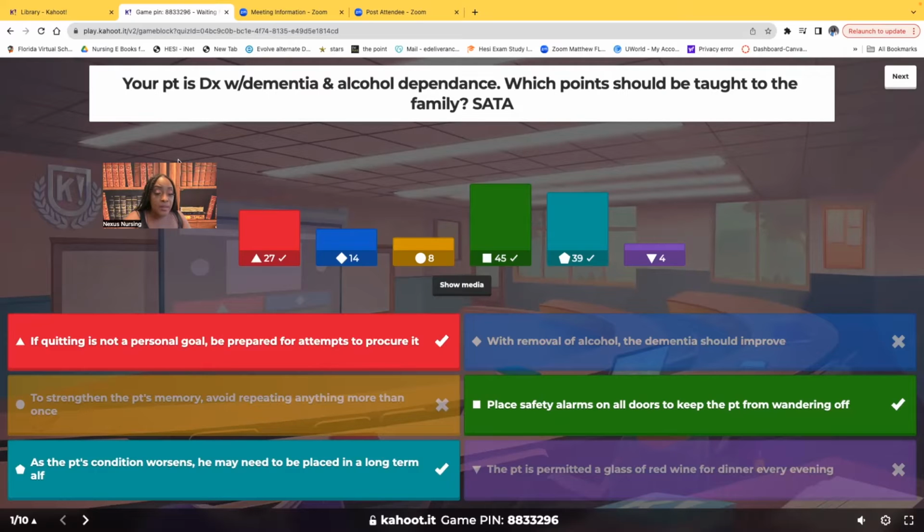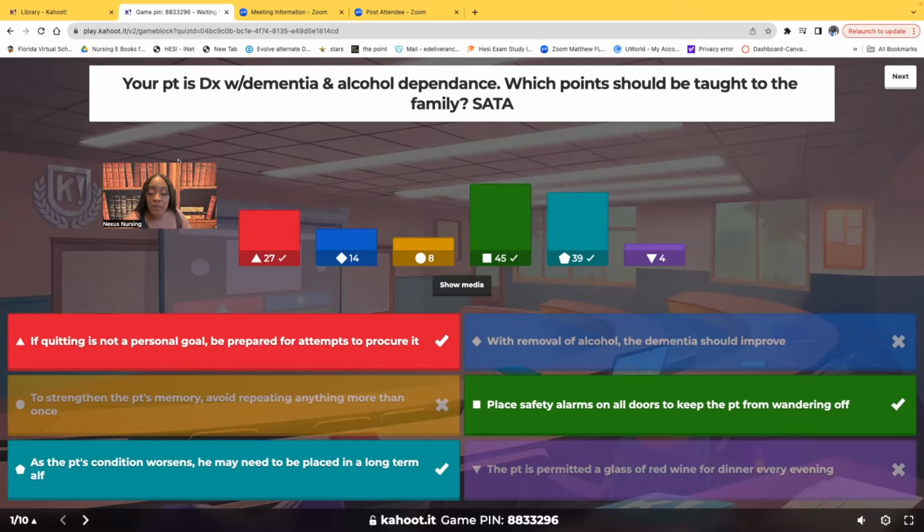Next, as the patient's condition worsens, he may need to be placed in a long-term skilled living facility, assisted living facility. Absolutely, because again, this is a progressive disease, and the patient's going to get to a point where they are going to need total care. All right. They will see a toilet and not even recognize that a toilet is a toilet. They won't even know what the toilet is for. They can get to that point.